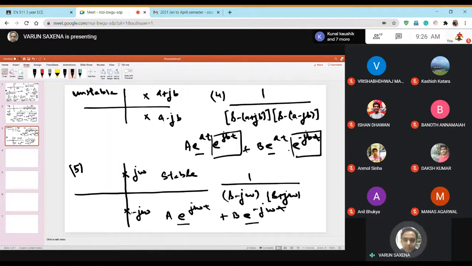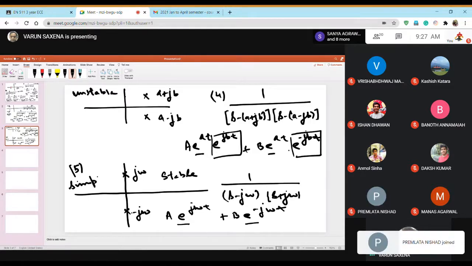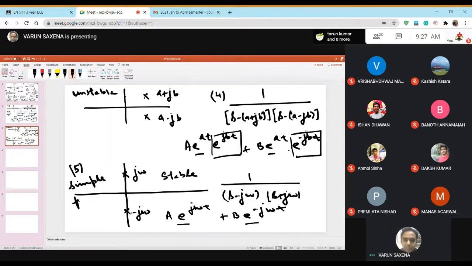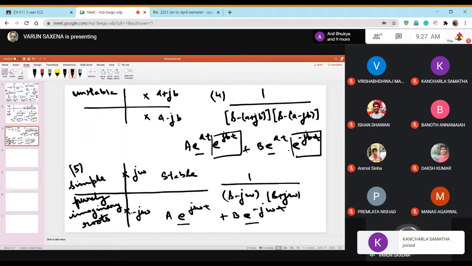So these are cases when the roots are purely imaginary and are simple, in the sense that (s minus jω) to the power 1 and (s plus jω) to the power 1. So this is like simple purely imaginary roots. So this is the case.